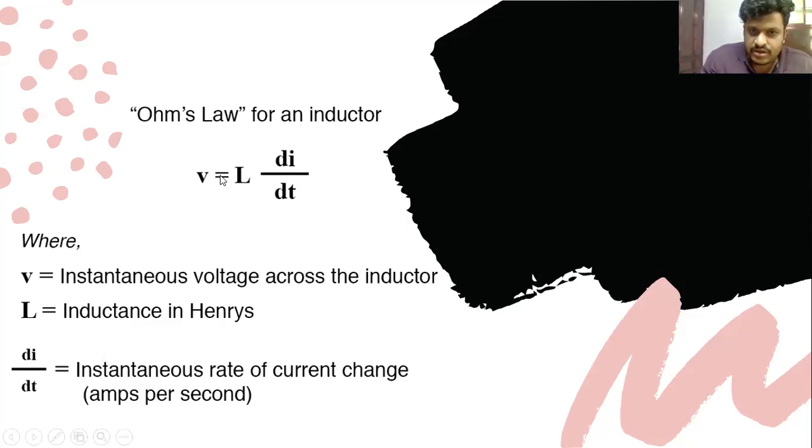In order to change the directly proportional symbol into an equal symbol, we have added a constant, that is L. L is known as inductance, and the unit of inductance is henries, the unit Henry. Then, as I told, di by dt is the instantaneous rate of change of current.